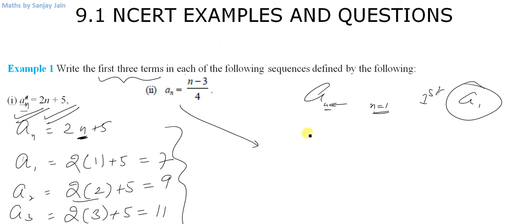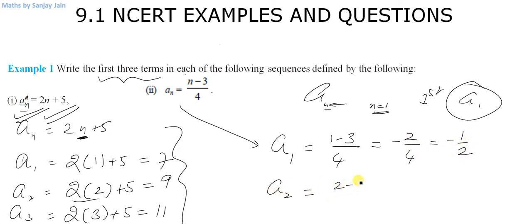Now let us look at the second part. a_n is equal to (n minus 3) by 4. So a1 will be equal to (1 minus 3) by 4, which is equal to minus 2 by 4, and is equal to minus 1 by 2. a2 will be equal to (2 minus 3) by 4. What I am doing is I am just replacing n with 2 here. So it will give me minus 1 by 4.